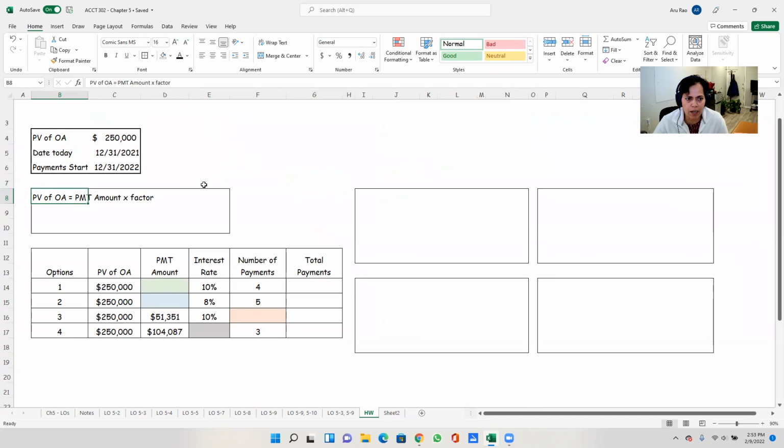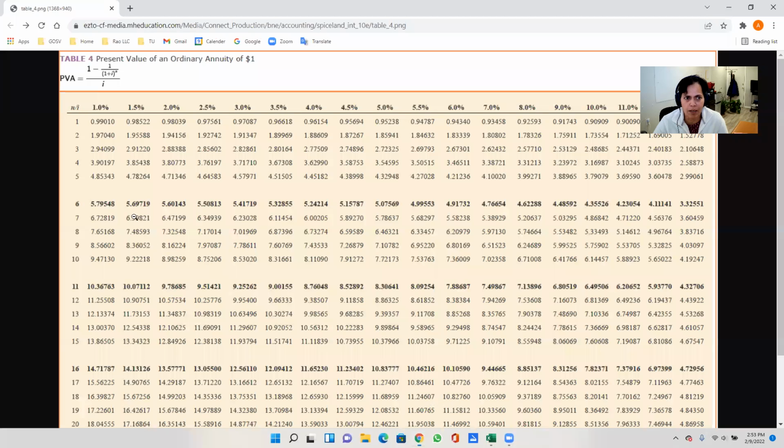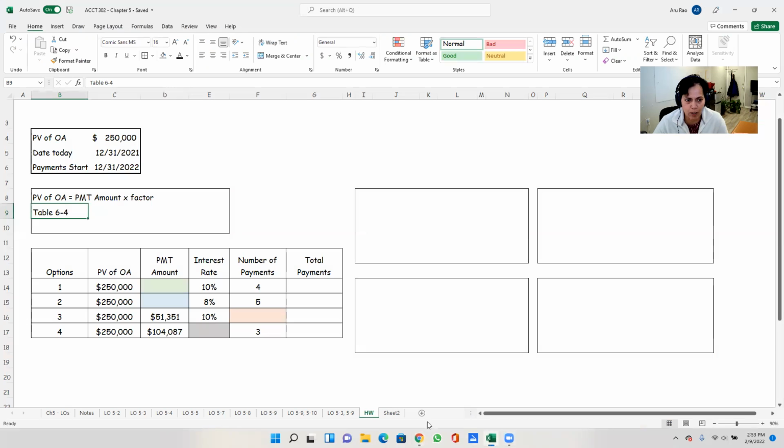Present value of an ordinary annuity is payment times factor. All of this information, the factors I'll get from table 6.4. How do I know it's table 6.4? It's present value of ordinary annuity. So I've already pulled up that table, present value of ordinary annuity. This is the table we're going to refer to for all 4 cases. Let's go back over here.